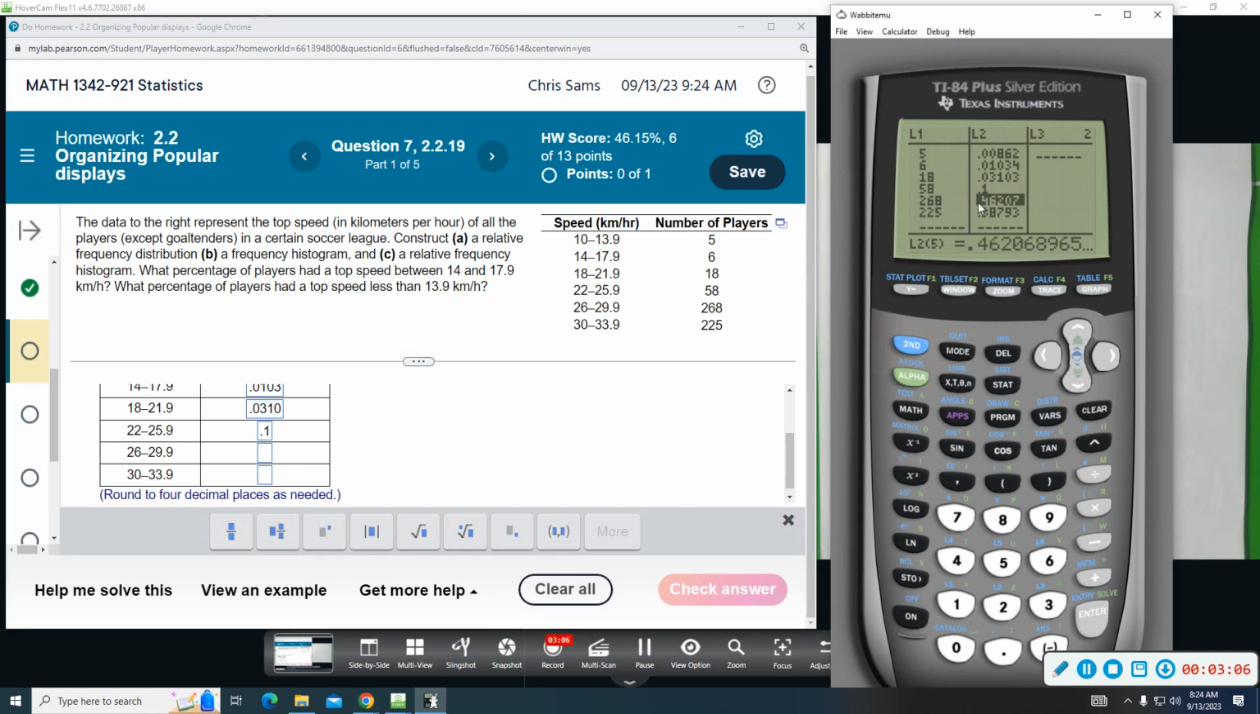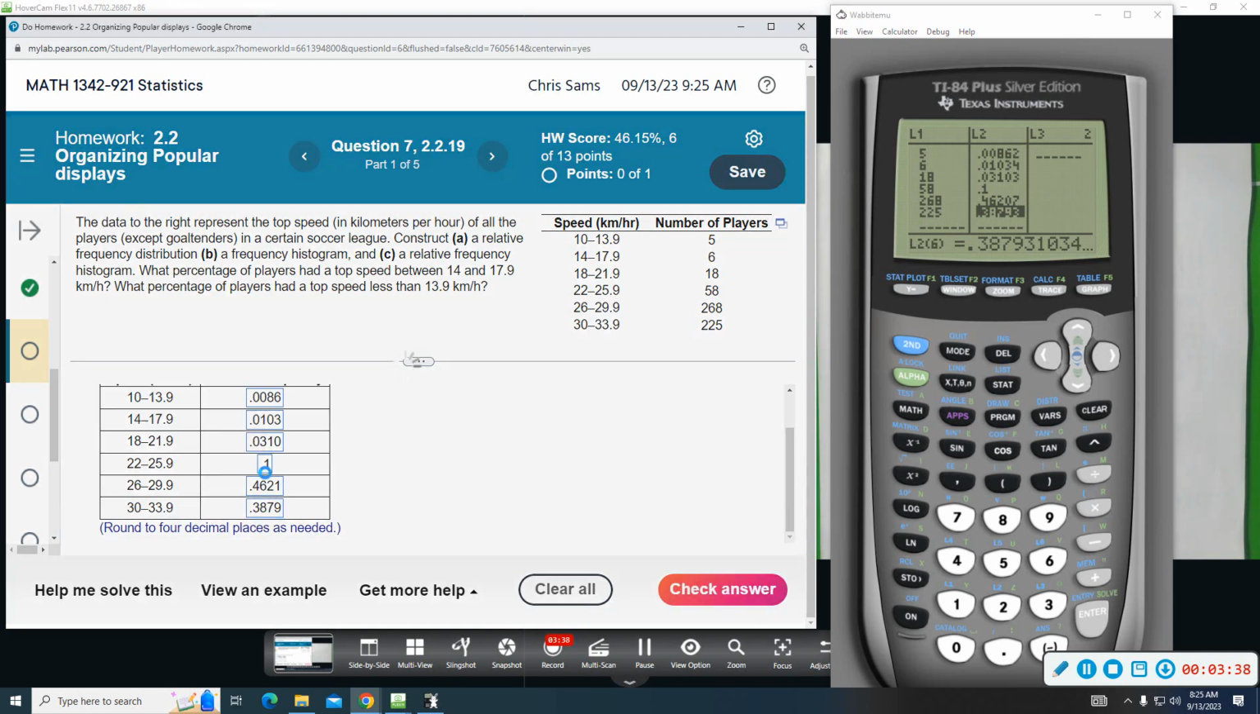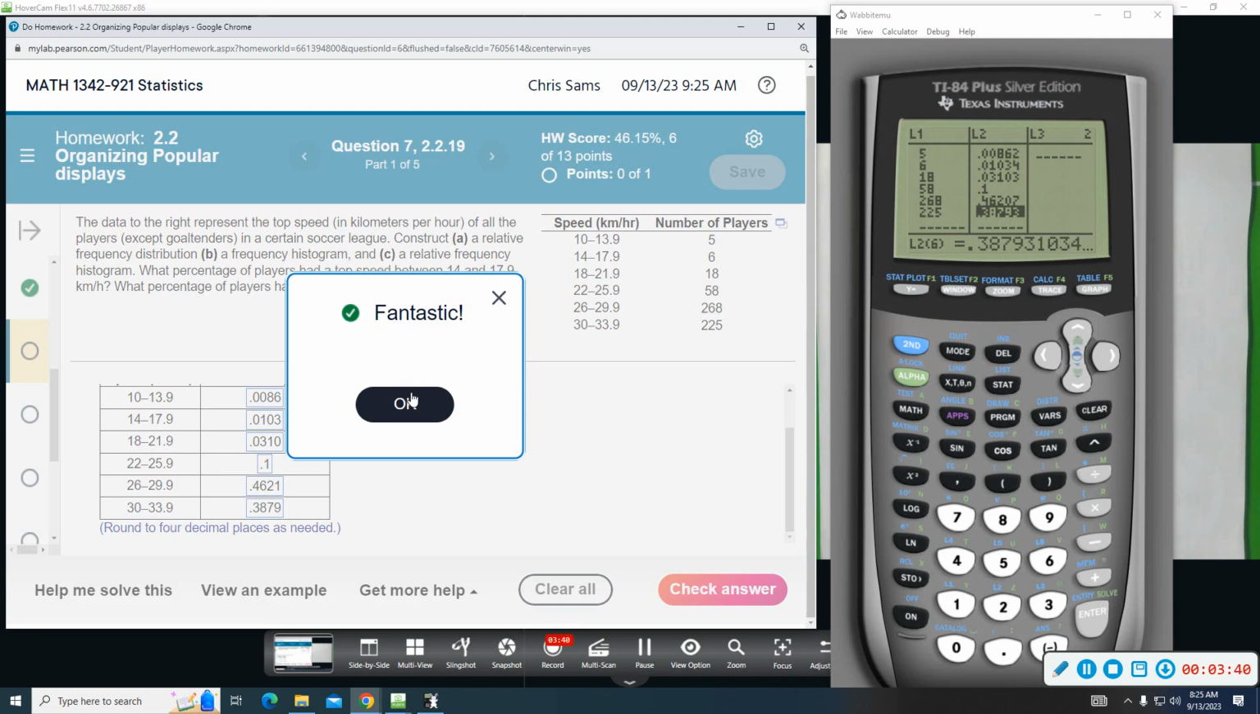Our next one is 0.4620. Now the 0 is followed by 6, which is 5 or greater, so we will round up to 0.4621. And then our final category, 0.3879, the 9 will not round up, so 0.3879. Okay, so that's our frequency distribution.